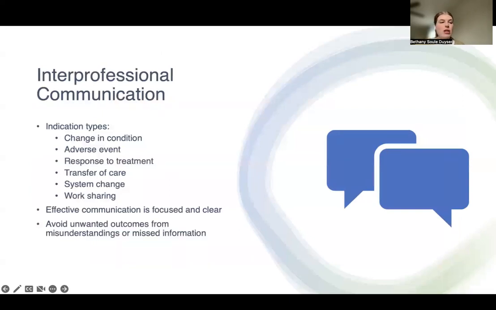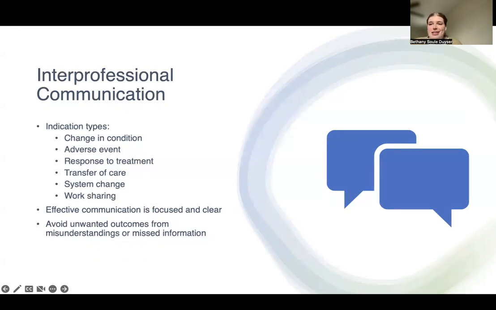I'm going to wrap up here with a little talk about effective interprofessional communication. When and why do we do communication across interprofessional boundaries? Anytime there's a change in condition, when someone experiences an adverse event, to describe the response to treatment, whether it's good or bad, when we're transferring care between people or places, when we're trying to adopt a systems-wide change, maybe changing practice or procedure, and then also to make sure that we're following up and performing good work sharing, right?